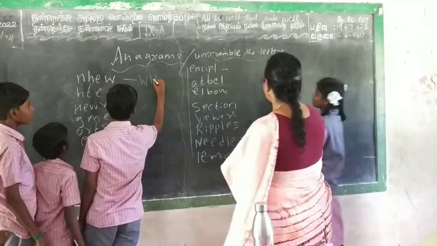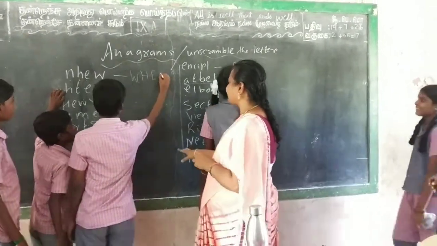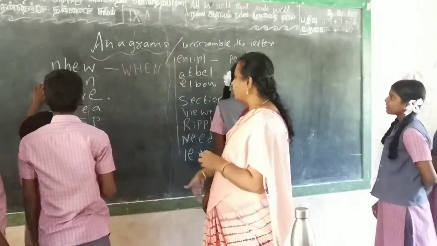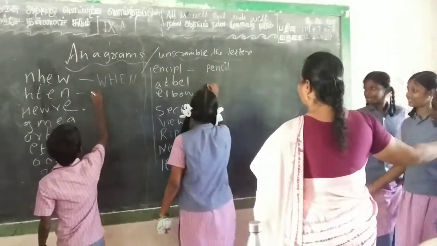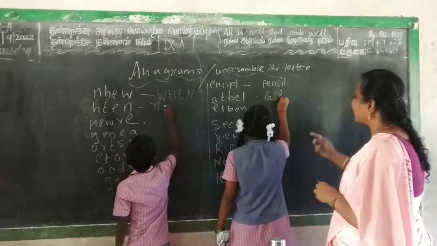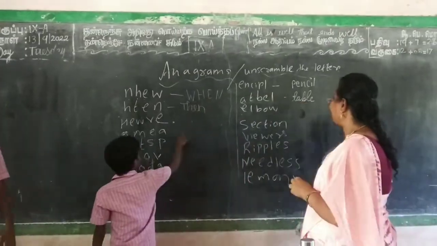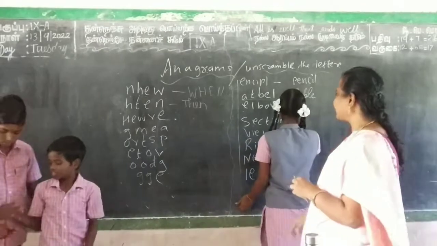Okay, girls, hurry up. Whichever word you know, you can write. If you don't know, go down. Discuss and write. Hurry up, move. You can tell the word. Table. Okay, table. Next, you will talk to another person.